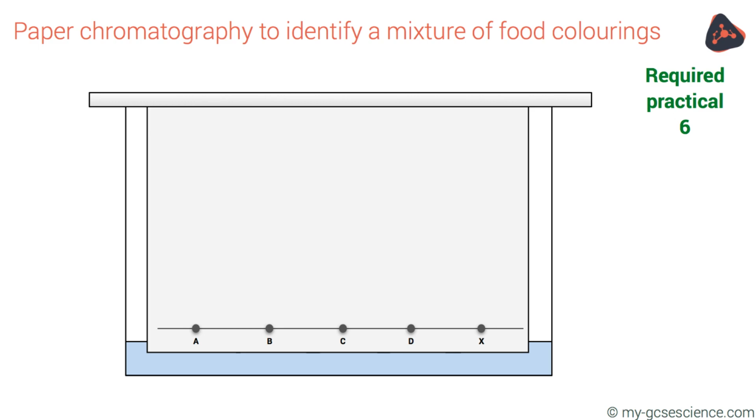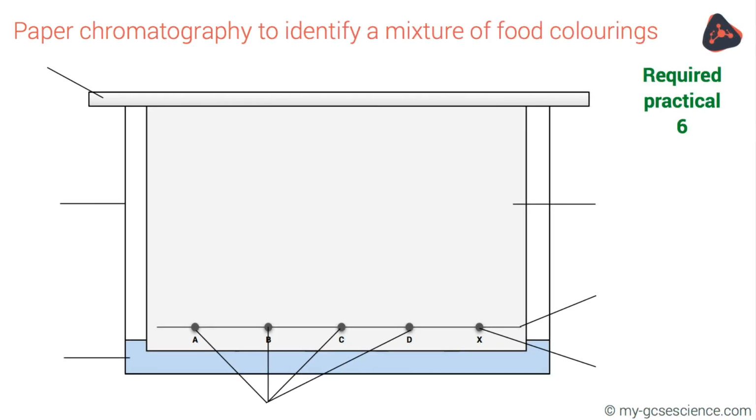So in this practical, you're expected to be able to use paper chromatography to separate and identify a mixture of food colourings. You'll be given an unknown mixture of food colourings, which is X, and you'll be given several known substances, which are the A, B, C and D spots. So you'll carry out the chromatography and measure the distance that's travelled by each of the spots A to D, and you'll compare these against your unknown mixture of substances to see which food colourings are in your sample of X.